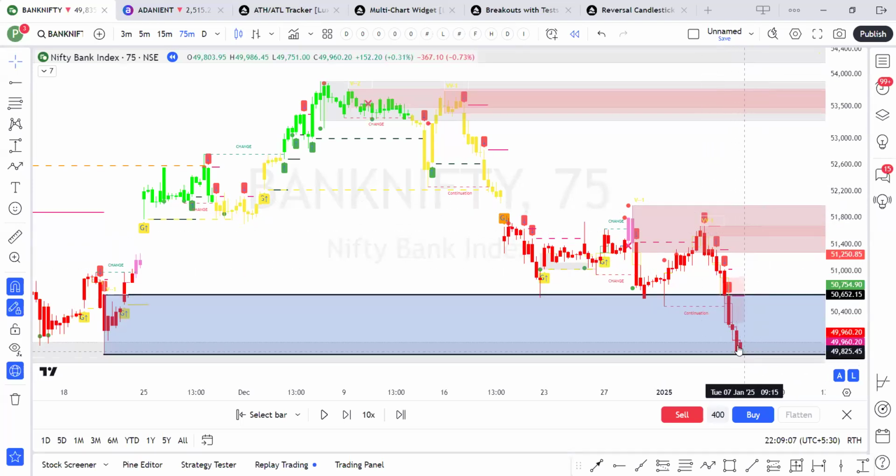If we sell here, just a one-candle stop loss will be advisable, and that may not be a successful trade. And if we keep the stop loss above this, then it will be a very big stop loss and risk reward will not be favorable.